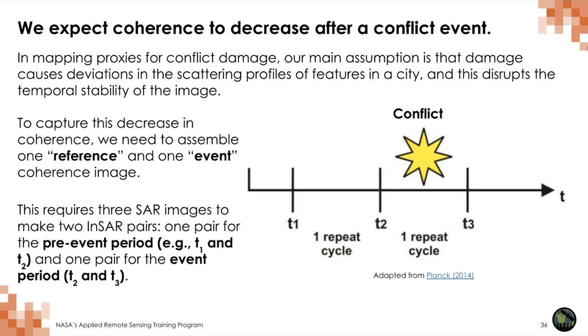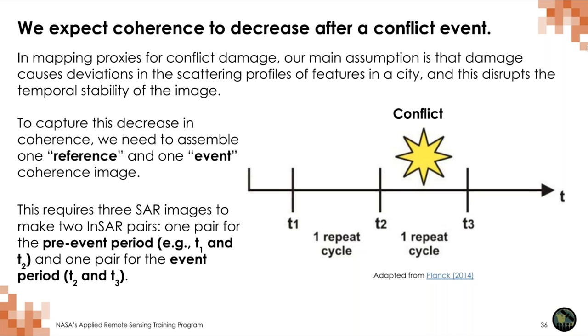So in order to capture this type of change, we're effectively going to need a before and an after comparison. But generating a before and after comparison is a little more complicated than simply differencing two images in this case, because first we need to make InSAR coherence images. So to capture a decrease in coherence, we're going to need to assemble one reference and one event coherence image. The reference coherence image will be from before the conflict period of study, and the event coherence image will be during. It will span some period of conflict. So this will require three SAR images to make two coherence images from two InSAR pairs.